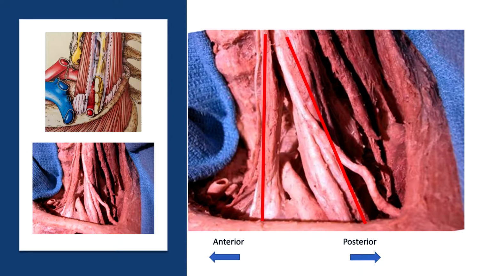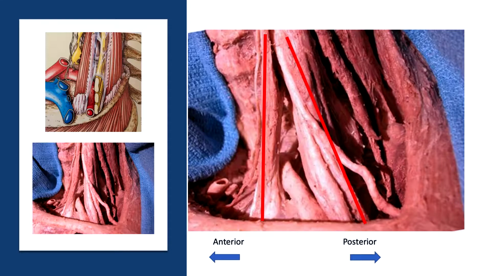There is a space, an interscalene space, that is triangular in shape, that has a base at the level where the two muscles insert in the first rib, and has an apex toward the upper cervical vertebrae, where the muscles take origin in the tubercles of the transverse processes.